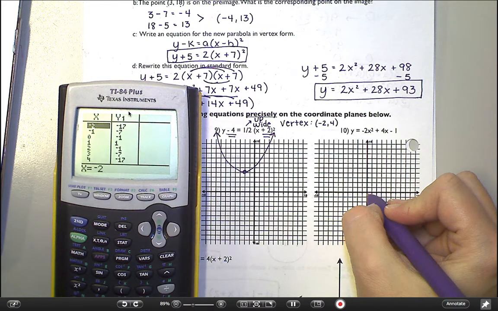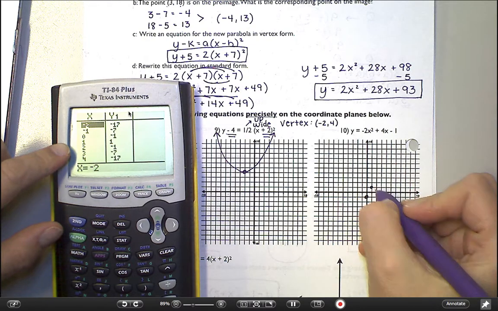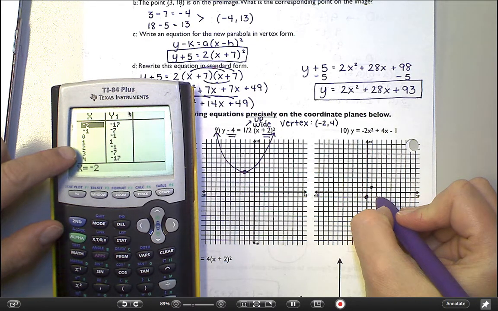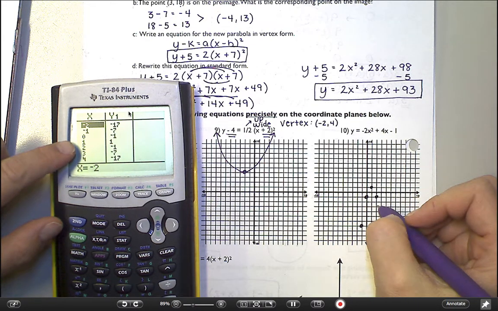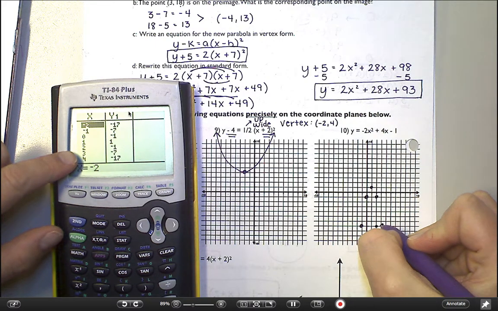0, negative 1 would be here. 1, 1 would be here. 2, negative 1 would be here. And you should see with all of these parabolas that symmetry. Whoops, put that on the wrong line. This goes with the 3.